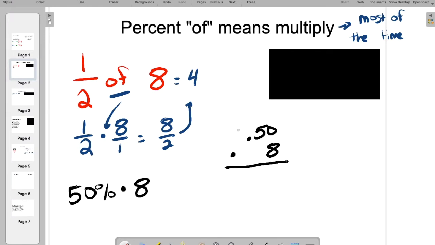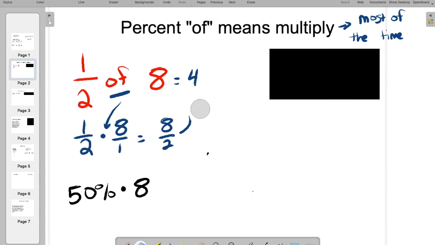The way that I've always taught my students is that you count the number of digits behind the decimal total. In this problem, it is 2 total digits behind the decimal. And now we just multiply like normal. 8 times 0 gives us 0 in the ones place. 5 times 8 gives us 40 in the tens place, or a total of 400. We insert 2 digits behind the decimal point, giving us an answer of 4, which is exactly what we got earlier. Okay? Hopefully that was step 1 of proving percent of frequently means multiply.